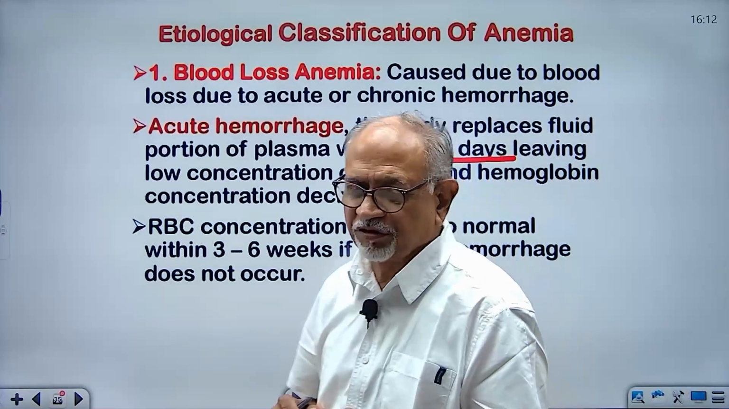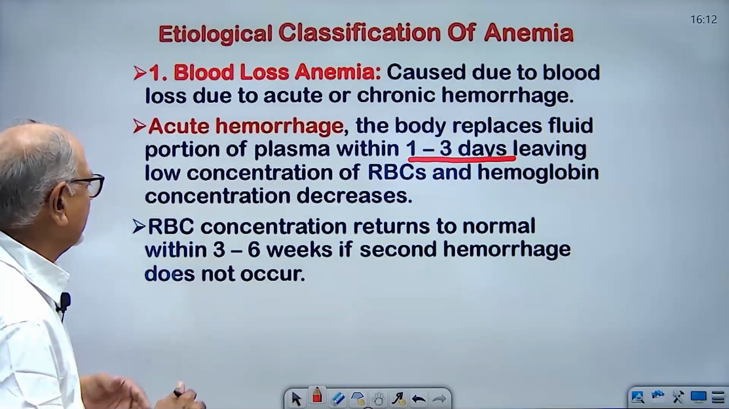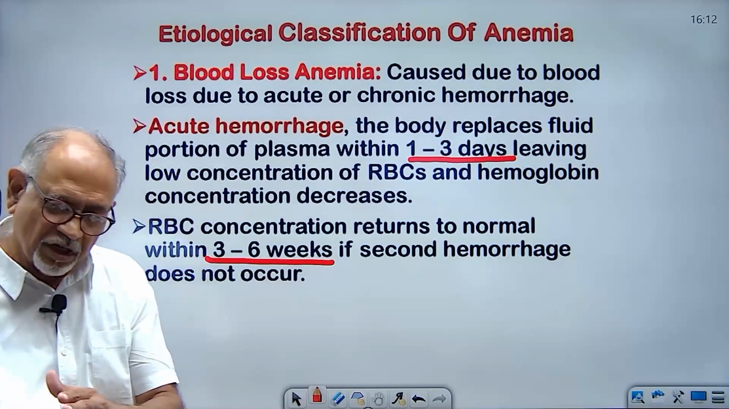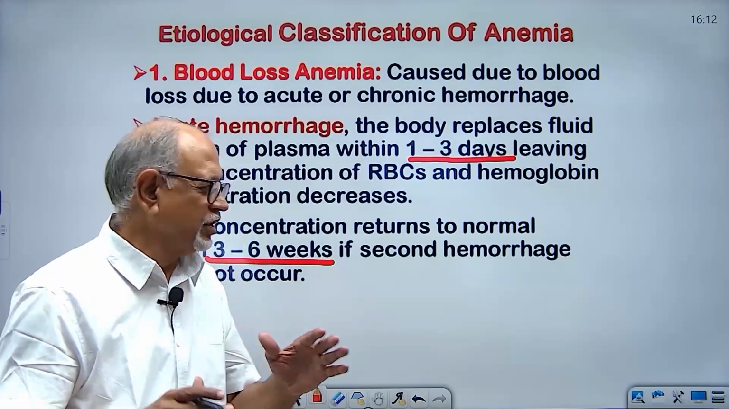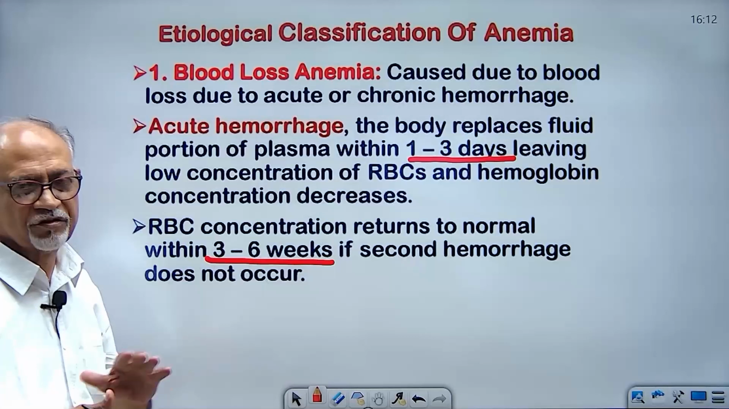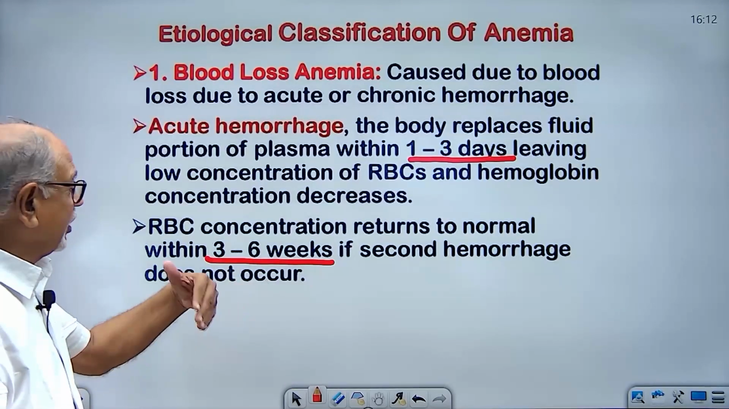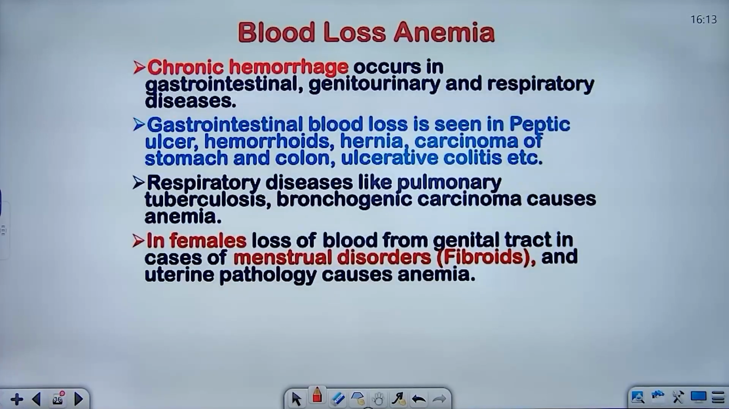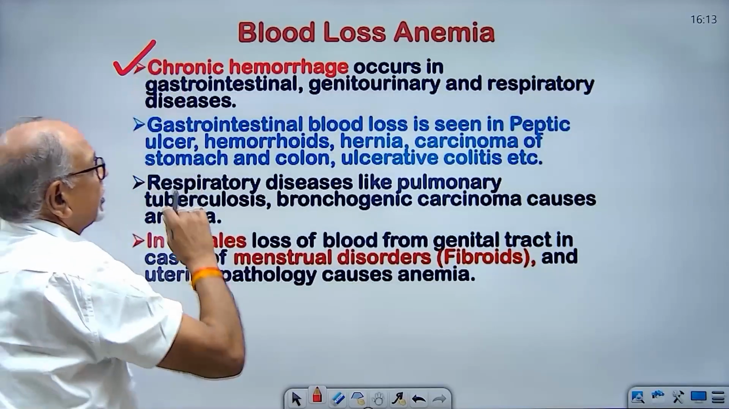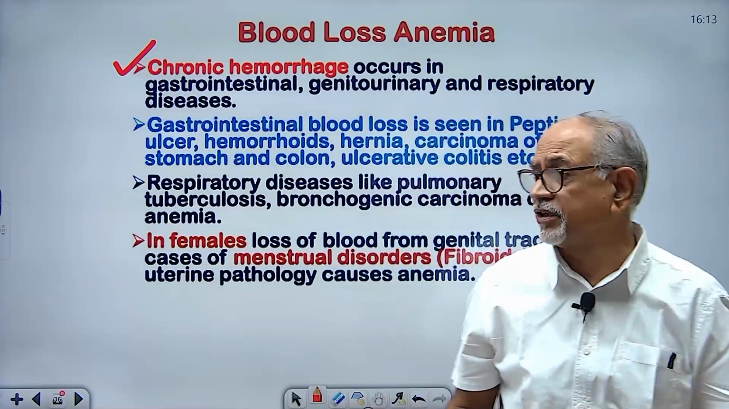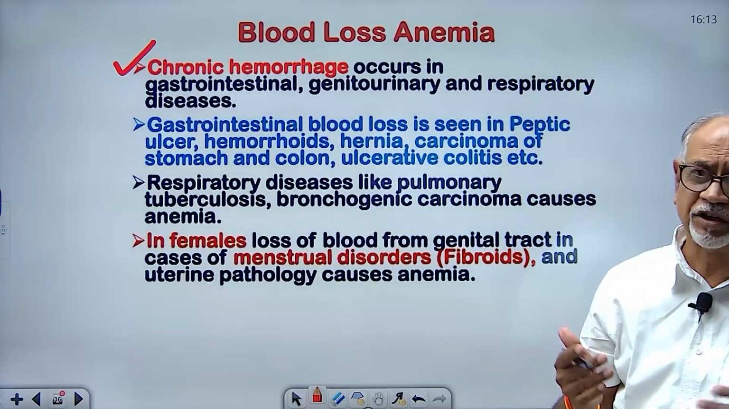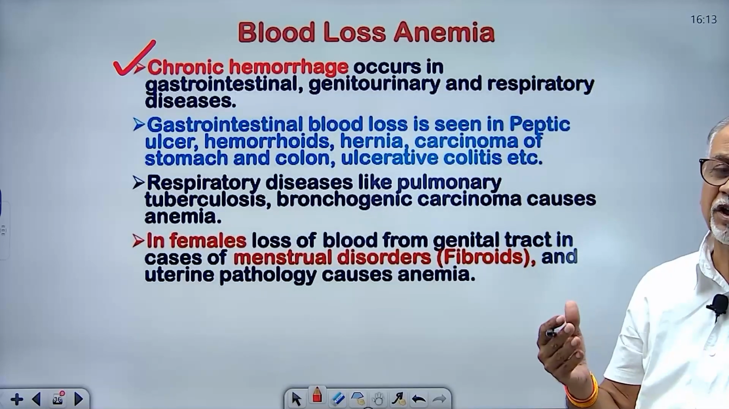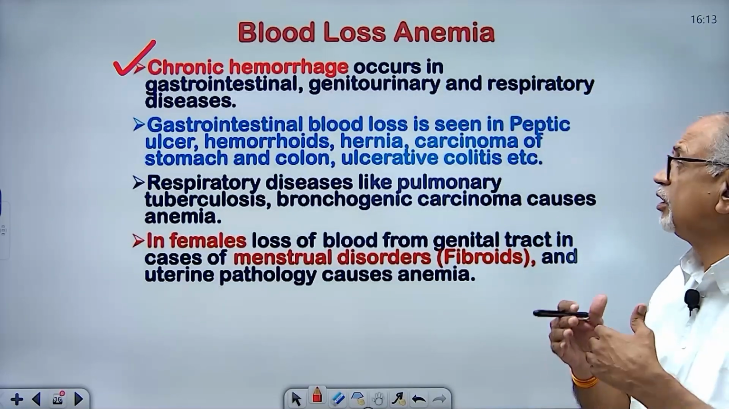The RBC concentration becomes normal in the coming 3 to 6 weeks. So, the hemoglobin concentration is back to the normal stage within 3 to 6 weeks if a second hemorrhage does not occur. Now, chronic hemorrhage. Chronic hemorrhage, that means some kind of chronic disease in which a regular hemorrhage occurs, maybe in a small amount, but it occurs for a very long time.